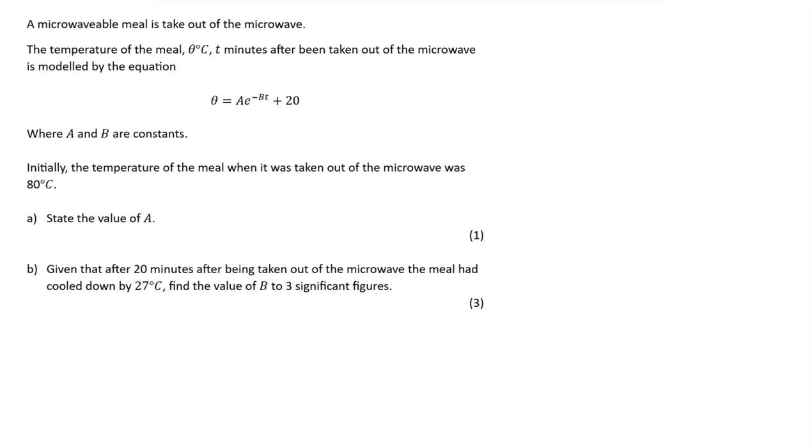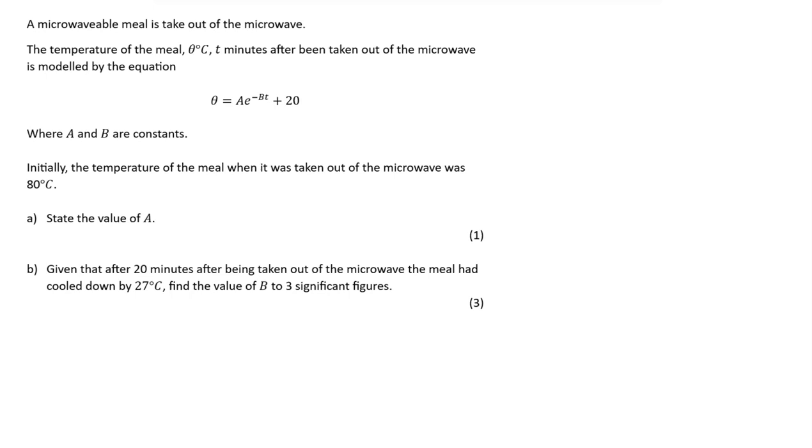In this next one, we're going to look at some exponential modelling. I know modelling in general is something that students find challenging, so I want to put quite a few of these modelling style questions in these videos. So in this model, we've got a microwavable meal. It's taken out of the microwave. The temperature of the meal after being taken out of the microwave is modelled by the following equation. You're told that A and B are constants, and that initially the temperature of the meal when it was taken out of the microwave was 80 degrees. Apologies if that's not quite right in terms of the science, but hopefully the mathematical context is still going to be helpful here.